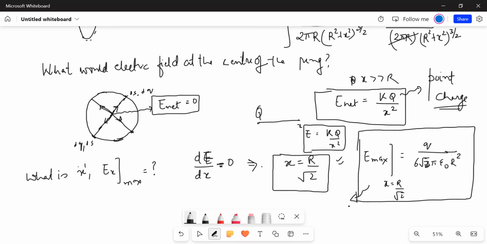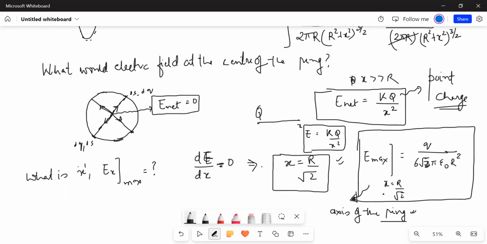It is on the axis of the ring, and specifically at the distance r upon root 2 on the axis of the ring. And you can find that. Is that clear? I hope it is clear now. Yes, sir. Okay, good enough.